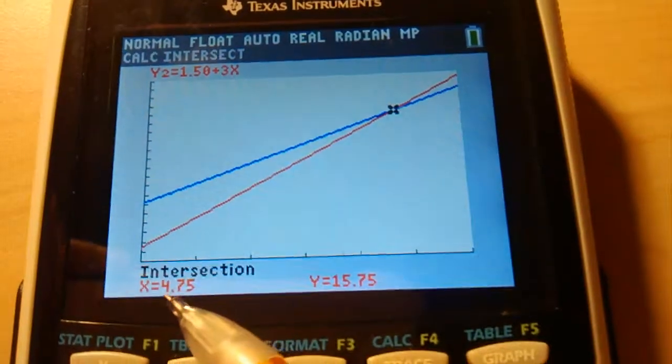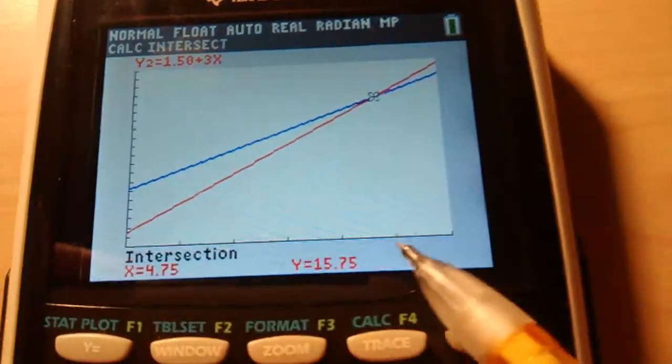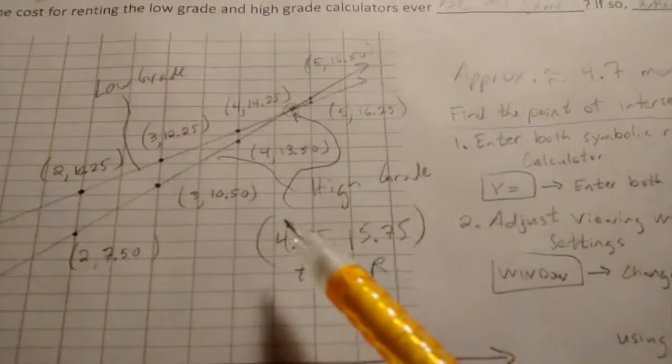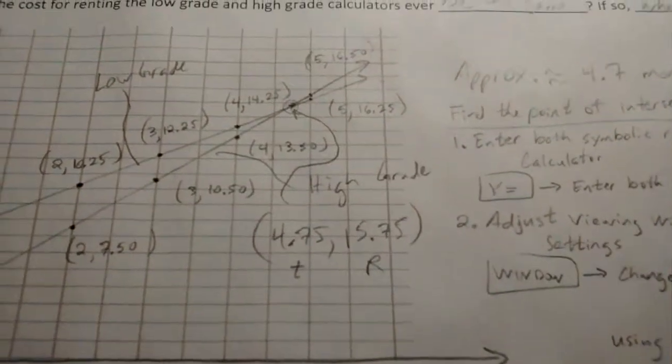So this intersection method gives you an extra piece of information. It doesn't just give you the number of months. It gives you the cost at which they're equal. So be aware of that. That's usually the better choice, the intersection method or the graphical method. So hopefully this helps.